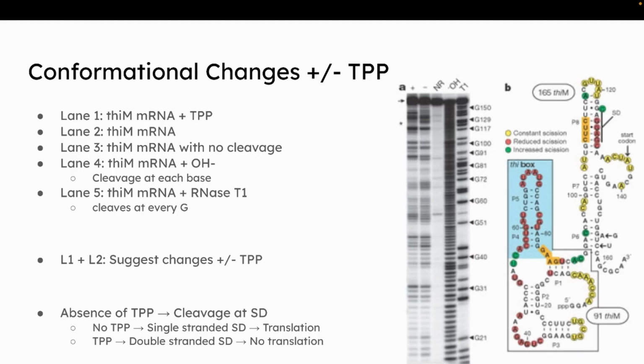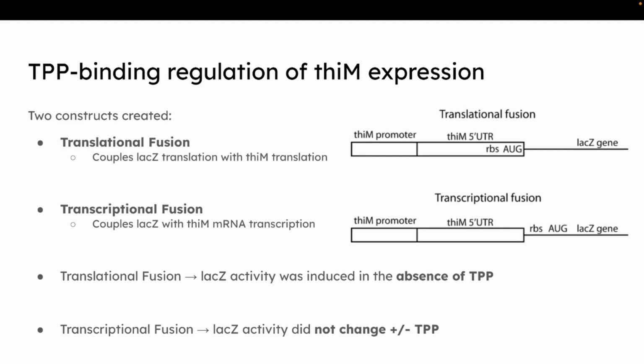And that is very, very important, because if you imagine there's no TPP, then if it's getting cleaved, that means it's single-stranded, right? And if it's single-stranded, that means ribosomes can bind on there to translate, right? However, if there is TPP, and there is double-strandedness at the Shine-Dalgarno sequence, as you can see in this figure, well, the ribosome can't really do much there, right? It can't read that sequence, and so this was a hint as to the regulatory mechanism of TPP.